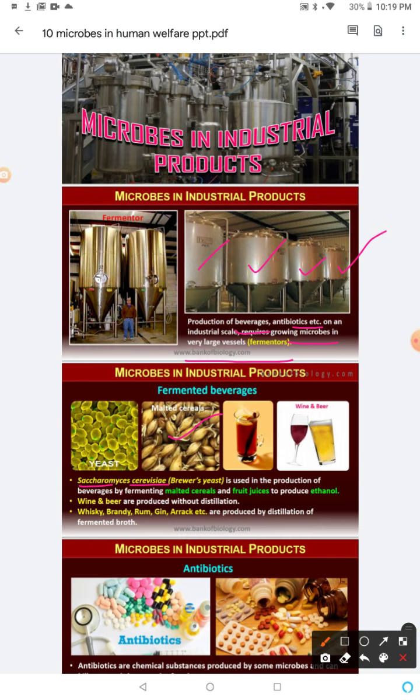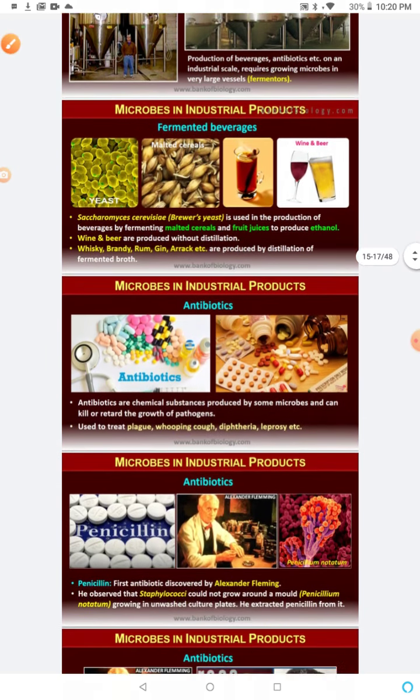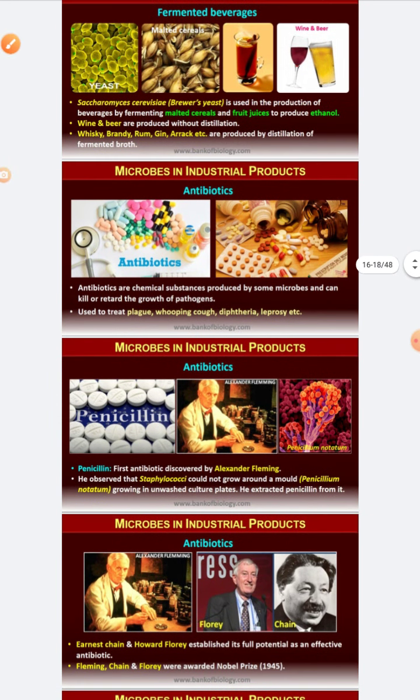So these are malted cereals, fruit juices to produce the ethanol. Wine and beer are produced without distillation process. Whiskey, brandy, rum, gin, arak, etc. These are all alcoholic products which are produced by distillation of the fermented broth. The microbes in antibiotics are used.